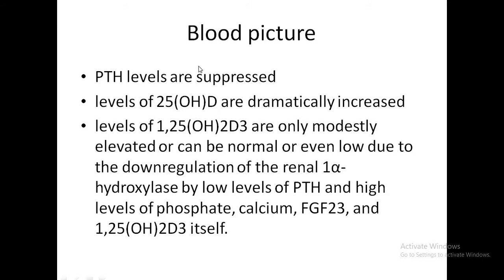When we look at the blood picture, PTH levels are suppressed, and the levels of 25-hydroxy D are dramatically increased, while the levels of calcitriol are only modestly elevated, or even can be normal. This is due to the down-regulation of renal 1-alpha hydroxylase because the PTH is low, and the high levels of phosphate, calcium, FGF23, and 1,25-hydroxyvitamin D itself. These can all down-regulate the renal 1-alpha hydroxylase, and it will result in a low level of 1,25-hydroxyvitamin D3, whereas the 25-hydroxyvitamin D will be drastically elevated.